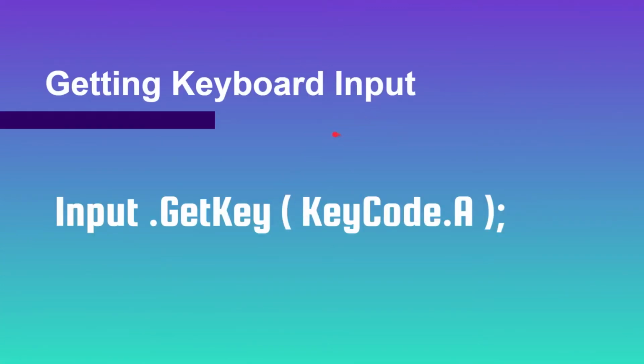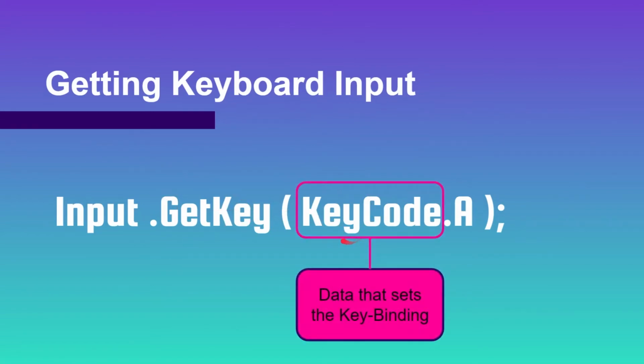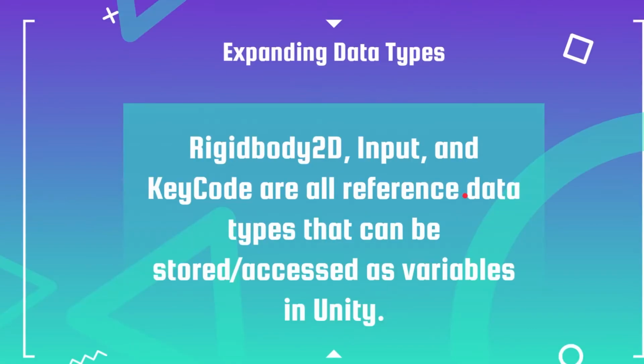So let's talk about getting keyboard input. The first part we do is we have the Input, right? Dot GetKey. The Input in this case is like the top level data. Dot GetKey is the information you're accessing. Likewise, this KeyCode right here is the top level data. The dot means we're going inside of it, and we're going to access the letter A from there.